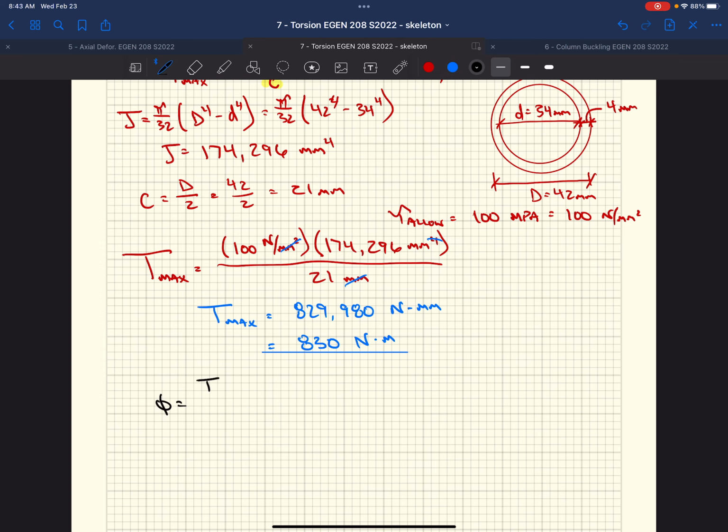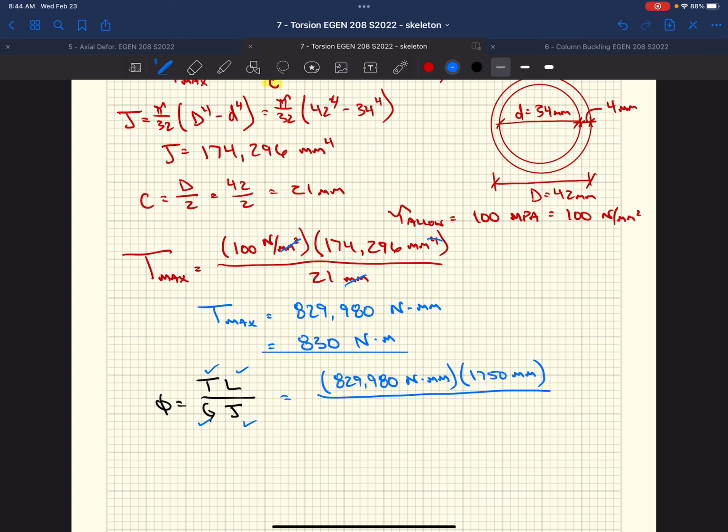We know that it's torque times the length divided by the shear modulus times J. Well, we have everything. We've got torque, which we just calculated. They gave us the length, the shear modulus, and the polar moment of inertia. We can just plug in. Torque, I'm going to say 829,980 newton millimeters. Our length, they said, was 1.75 meters. Everything in here is going to be in millimeters, so I'm going to swap that out for 1,750 millimeters.